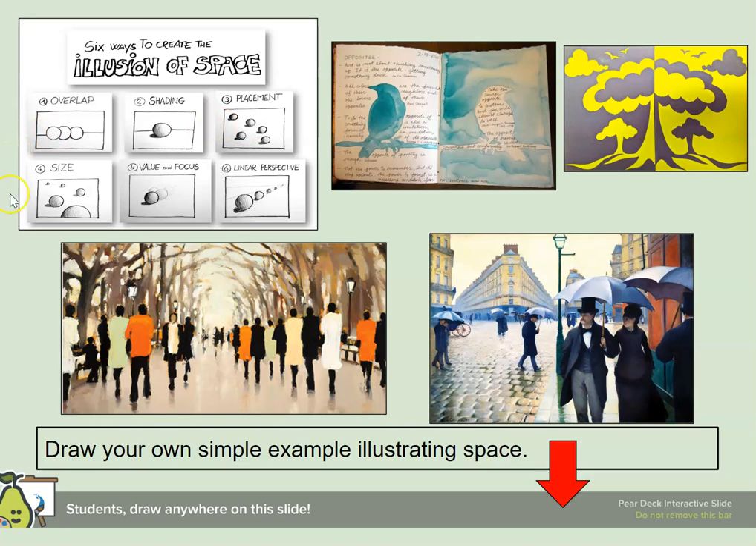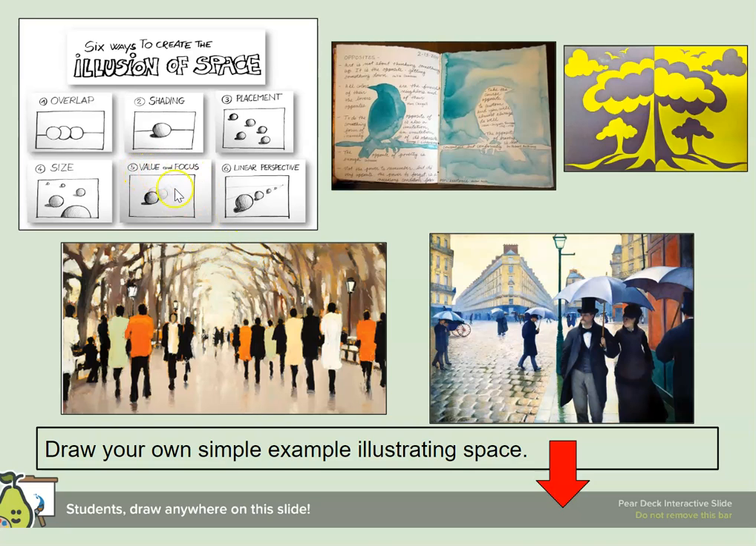Another way to show the illusion of space is through size. Items that are closest to the viewer are going to appear larger. For example, in these two pictures down here, the people in the foreground are larger, showing that they are closer to the viewer, whereas people farther away appear to be smaller. That gives the illusion of space. Also, depth of field.